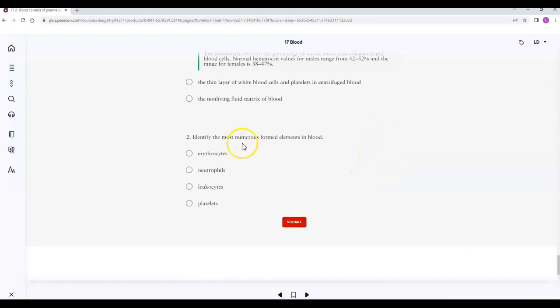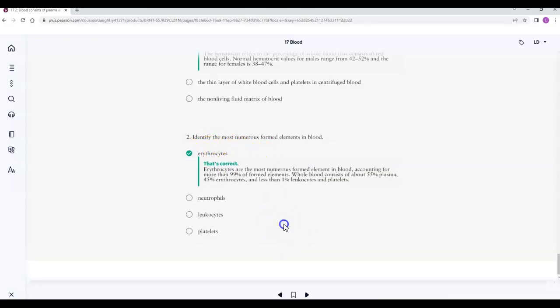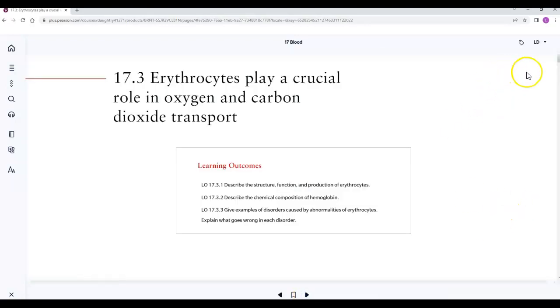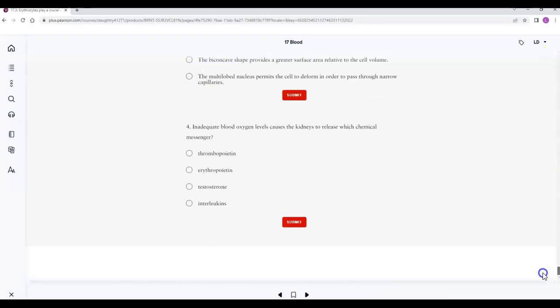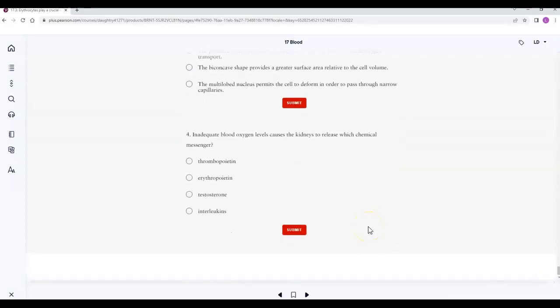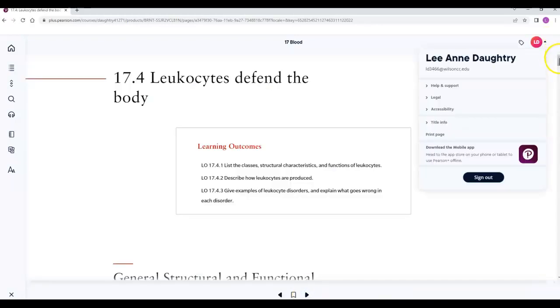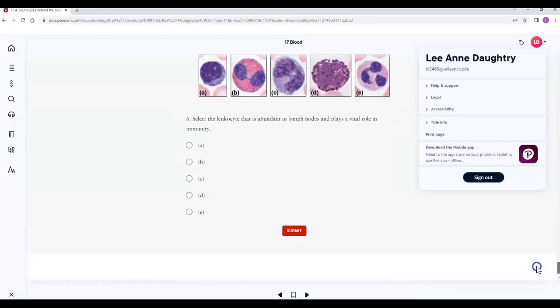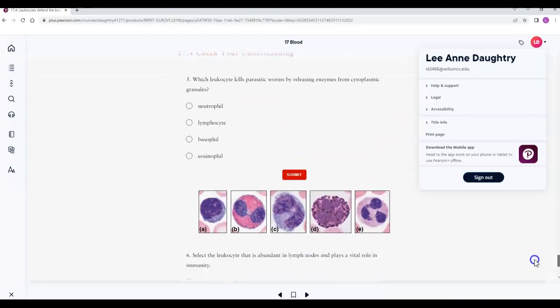And then number 2, identify the most numerous formed elements in the blood. We know they're red blood cells, but for this question, you also have to know the name of red blood cells are erythrocytes. So let's see if they have these at the end of section 17.3. I'll just do chapter 17 and then you do the same. Yes, they do. Check Your Understanding questions are at the end of 17.3 and then 17.4. So most of these sections are going to have Check Your Understanding questions.